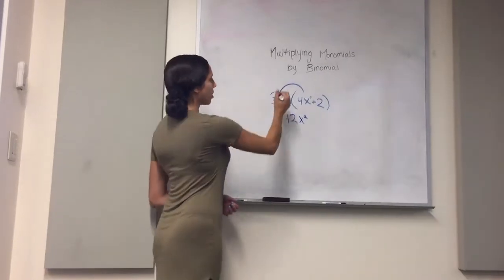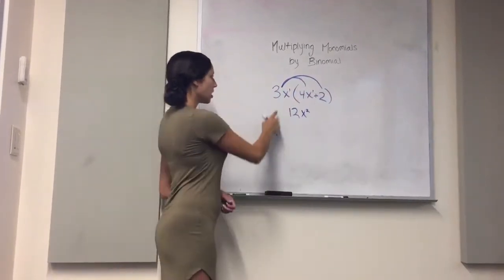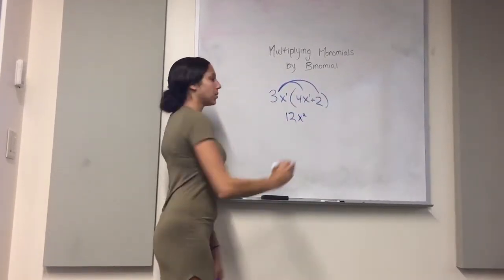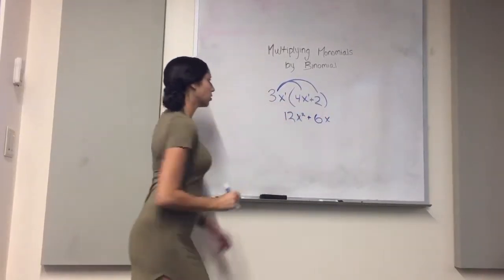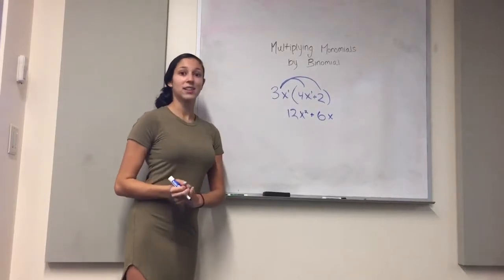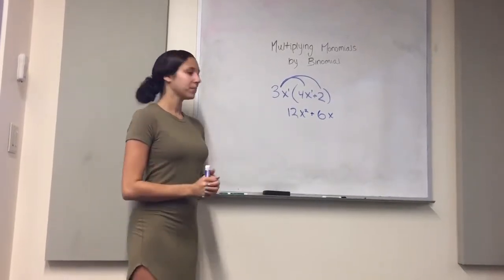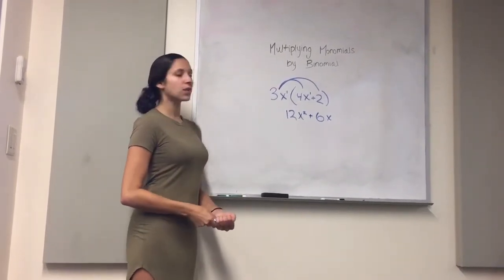And now we need to bring our 3x over to our 2. We'll multiply the coefficients, so 3 times 2 is 6. And we have to bring our x over from our 3x because we cannot leave it by itself, or it would just go away. So our answer here would be 12x squared plus 6x.